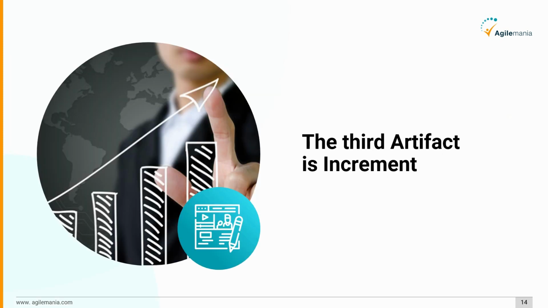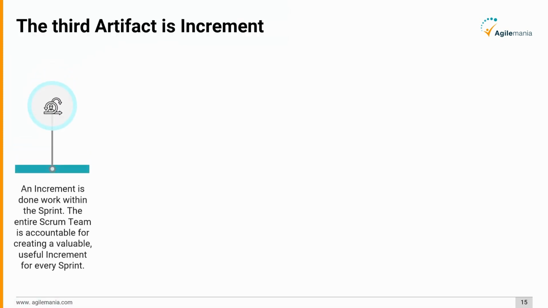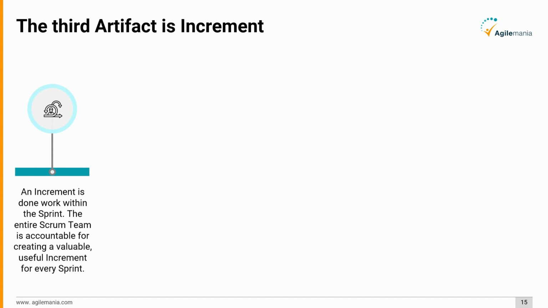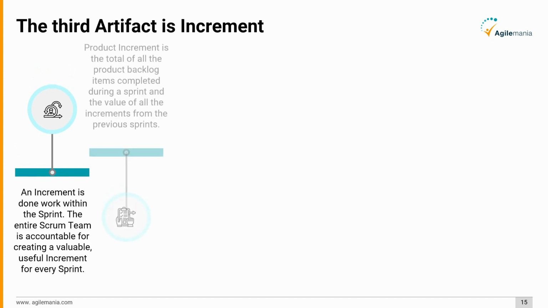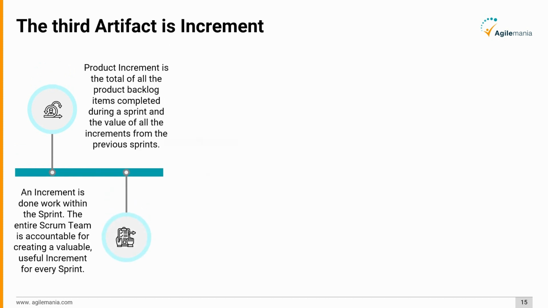Lastly, the third artifact is increment. An increment is done work within the sprint. The entire Scrum team is accountable for creating a valuable, useful increment for every sprint. Product increment is the total of all the product backlog items completed during a sprint and the value of all the increments from the previous sprints.